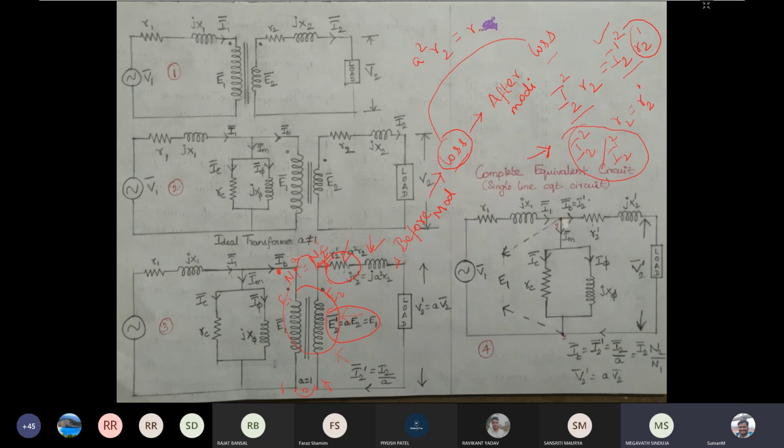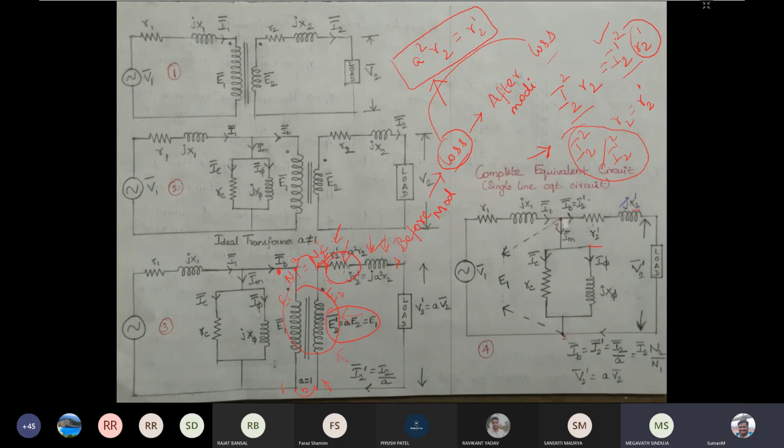So how have we obtained this equation? We have obtained this equation based on our necessity that before and after the modification of the equivalent circuit, we wanted to maintain the losses constant. That's why we have obtained R2 dash. So similarly, for reactance, if we calculate, we will get A square into X2 is equal to X2 dash. So that's why we have got R2 dash here and X2 dash here.